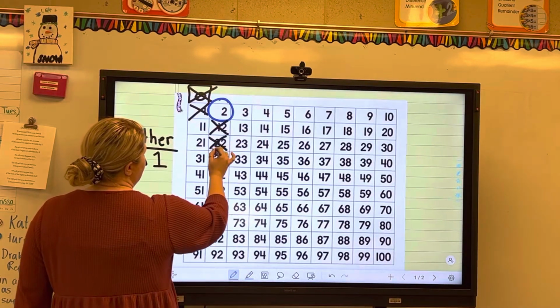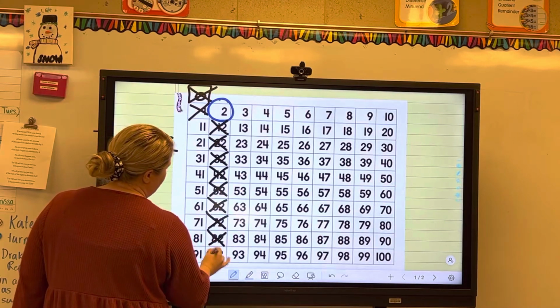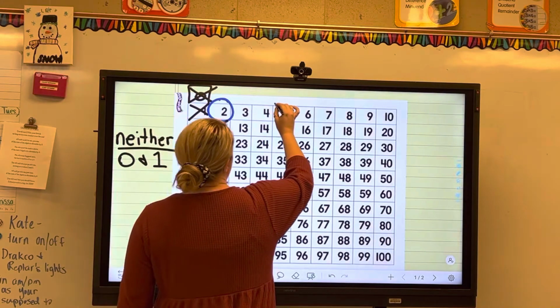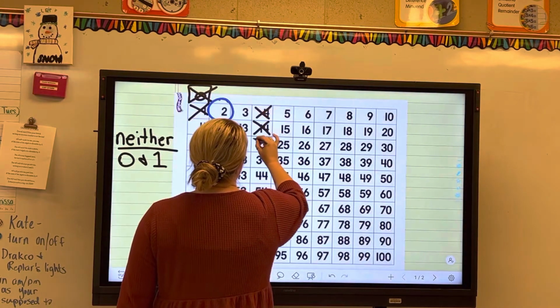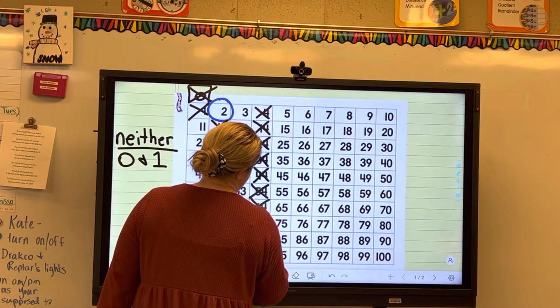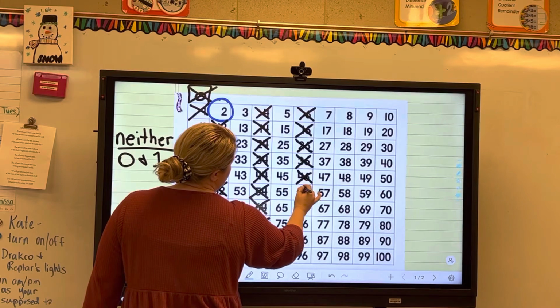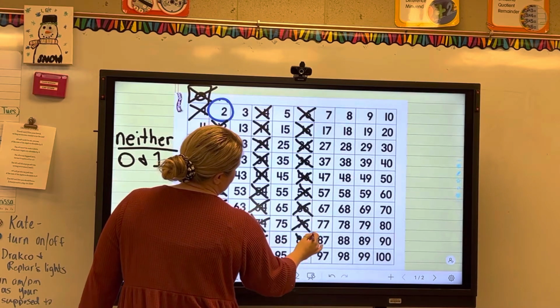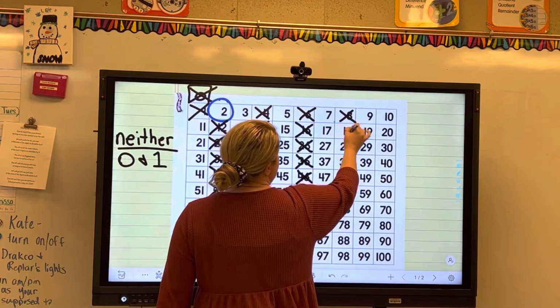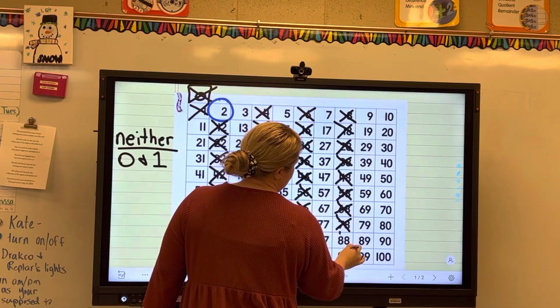So I'm going to go straight down my 2's. Make sure you put these X's on them good. I'm going to go down my 4's. My 6's. My 8's. And then my what?